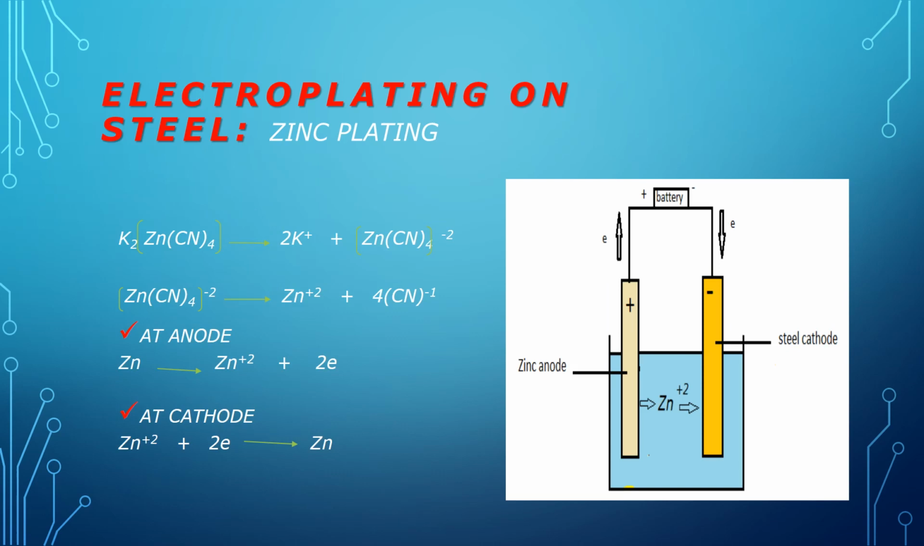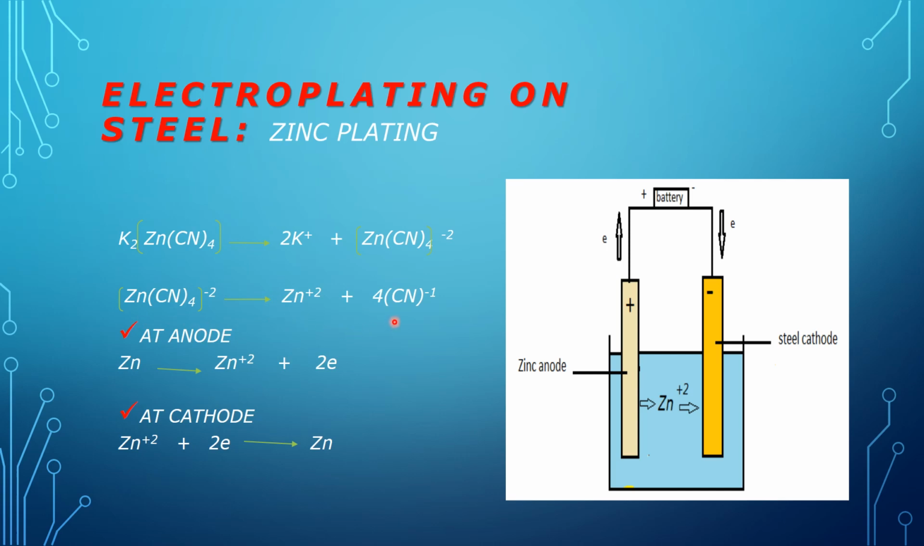These are the reactions taking place during zinc plating. First, we will see how electrolyte ionizes into its ions. The electrolyte here is potassium zinc cyanide. It will ionize in two steps. In the first step, potassium zinc cyanide dissociates into potassium ions and zinc cyanide ions. This zinc cyanide ion in the next step ionizes into zinc ions and cyanide ions.